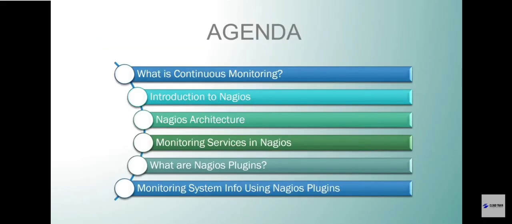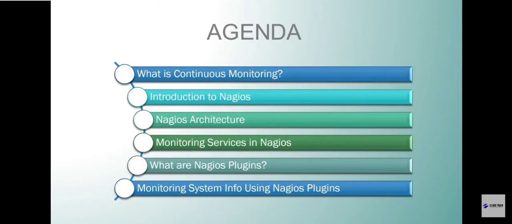The first thing we will see is the agenda that we are going to cover. First we discuss continuous monitoring, what it is and how it helps. Then we will see a very popular tool, Nagios, that helps us implement continuous monitoring in our environment. We will also see, apart from Nagios, what other tools are available in the market that we can pick if we do not want to go with the Nagios software. Then we will discuss Nagios in more detail.